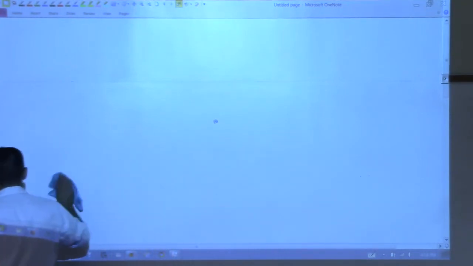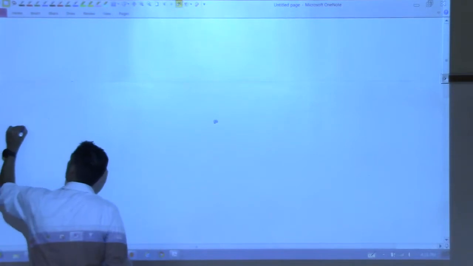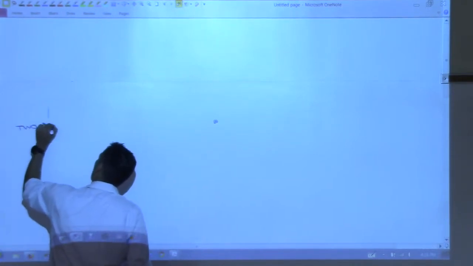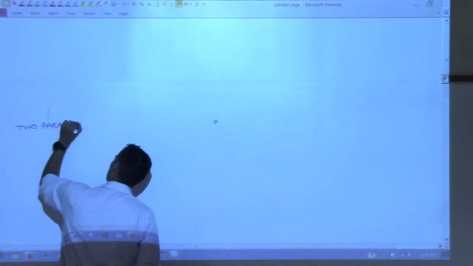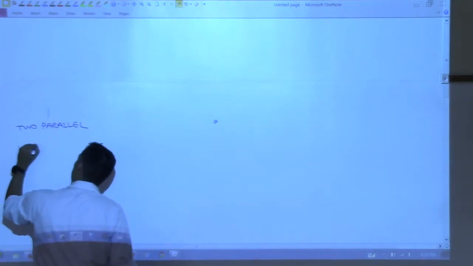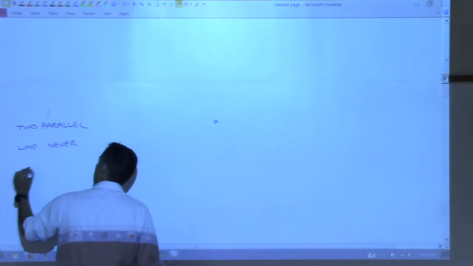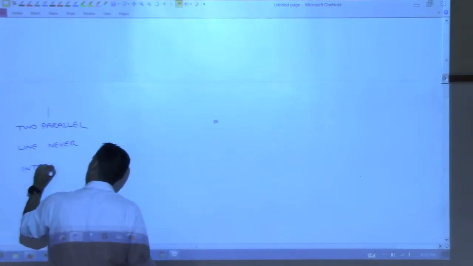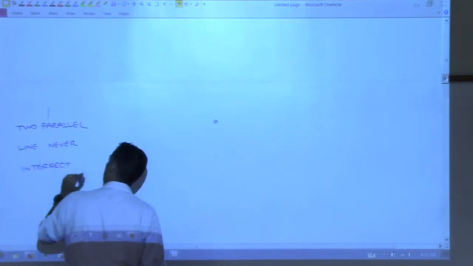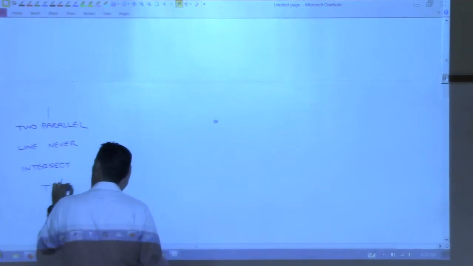True or false question. Two parallel lines never intersect. True or false?